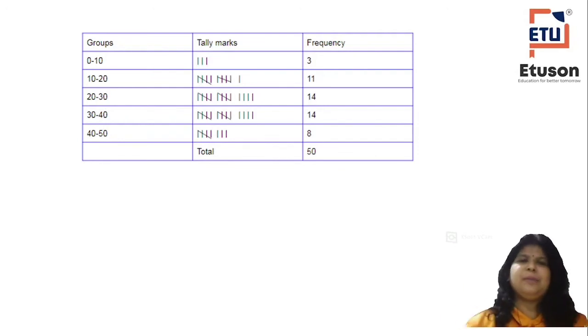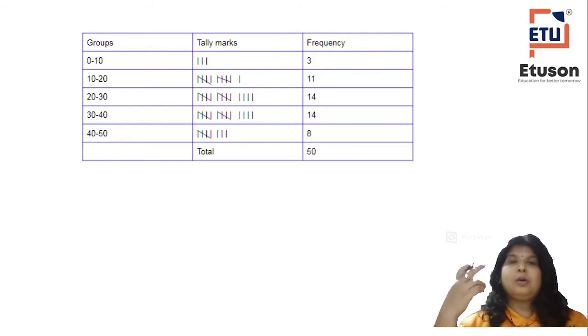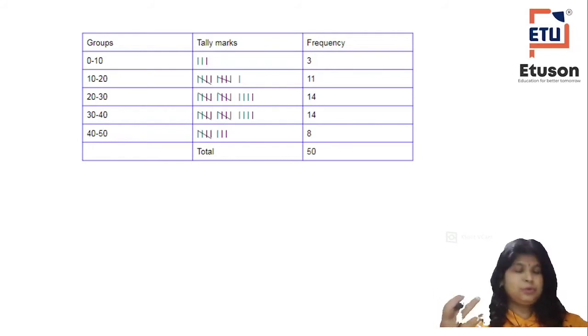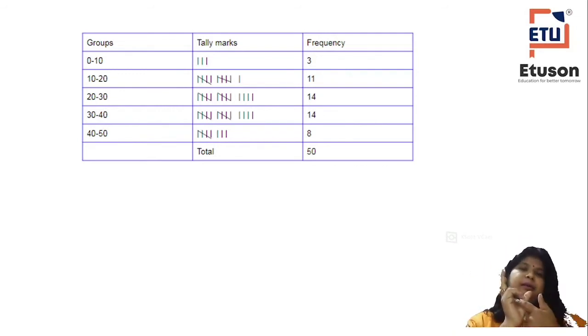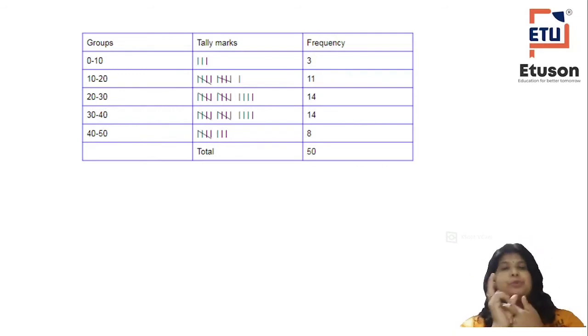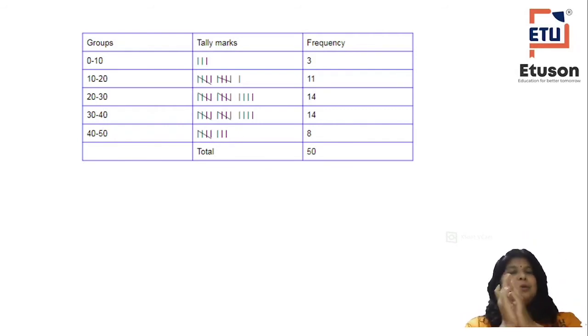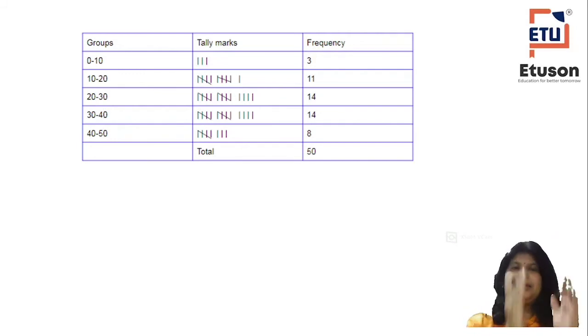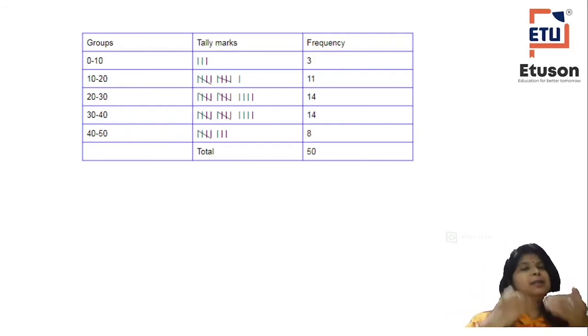Then tally marks are nothing but how many students have got marks in between the values 0 to 10. Now another thing I must tell you here is that while taking the frequency, you should keep in mind that a particular number, like you can see in the groups, you have 10 in group 1 also and 10 in the second group also.